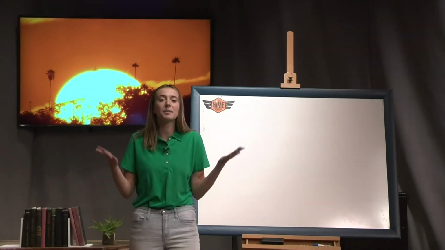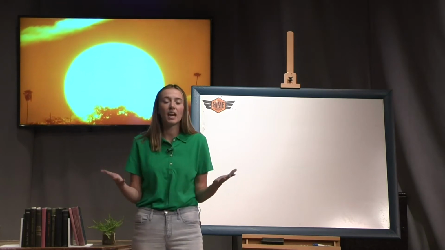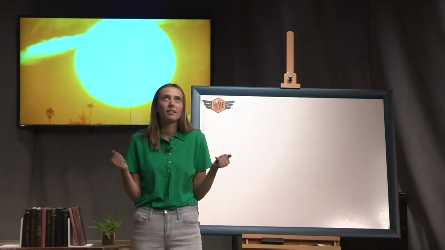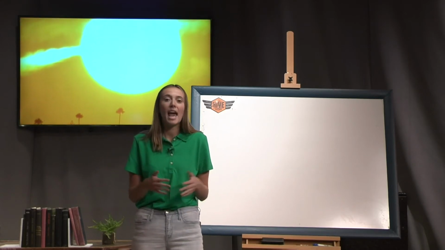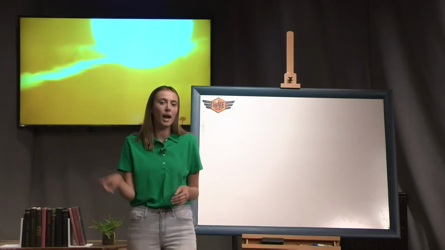So the sun comes out, and the sun is our source of heat. The sun is what makes the water cycle go. The sun gives us energy, and that energy is used to make the water cycle go around and around.